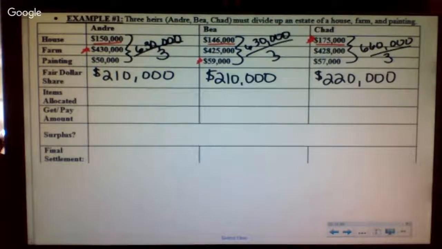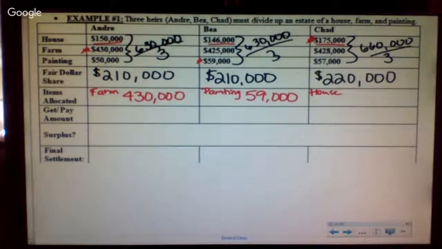All right. So where it says items allocated, that's where you're going to put that. So the farm, $430,000. We get the painting, and that's $59,000. And we get the house, and the house is worth $175,000.